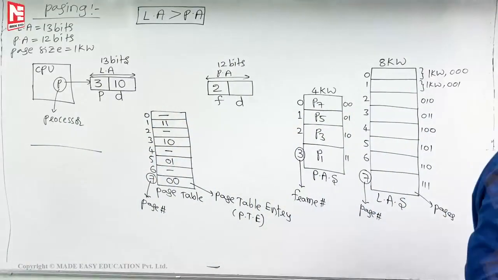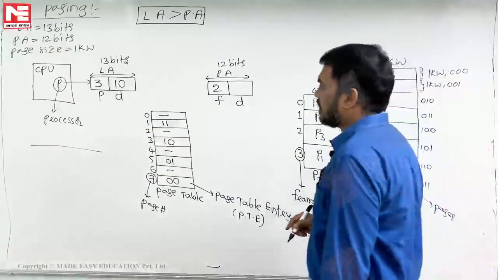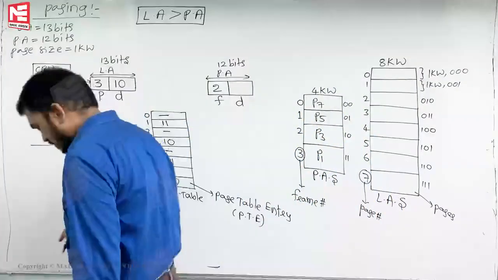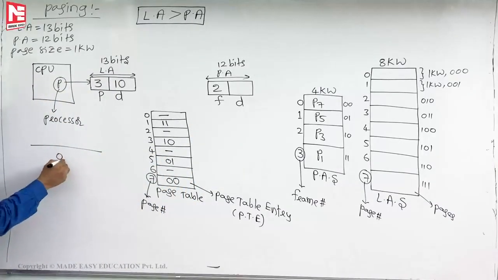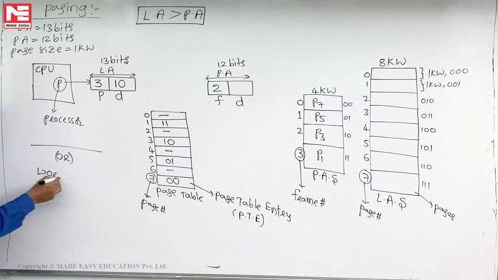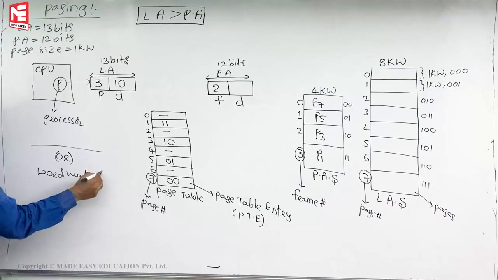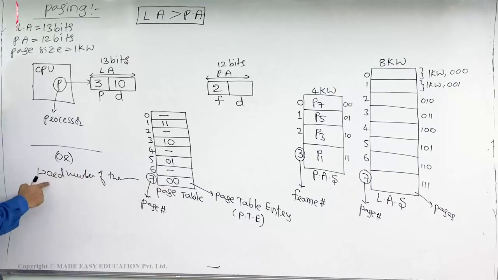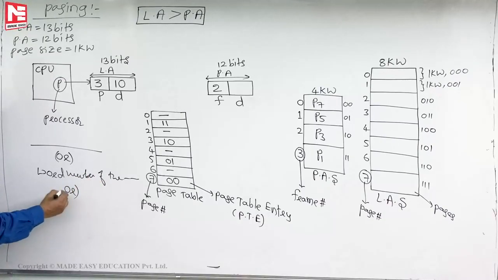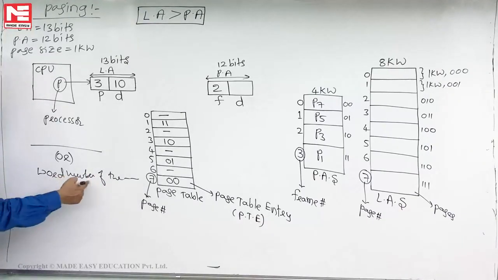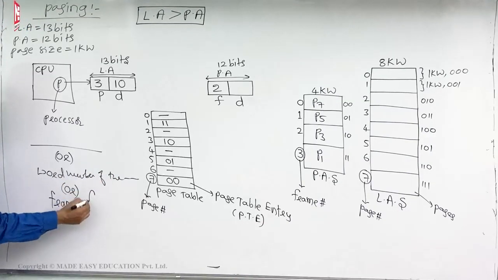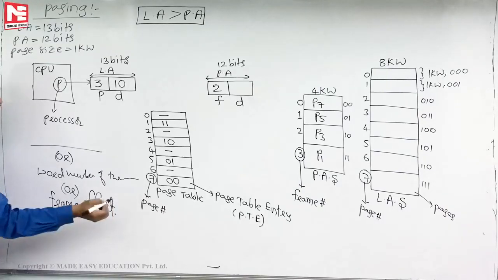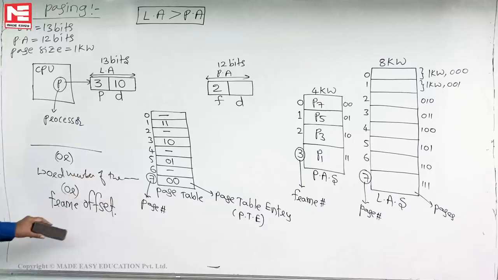Number of bits required to represent frame size, or word number of the frame. Write it here, like this: word number of the frame. And one more R, what is it? It is also called the frame offset. Word number of the frame, or say frame offset.